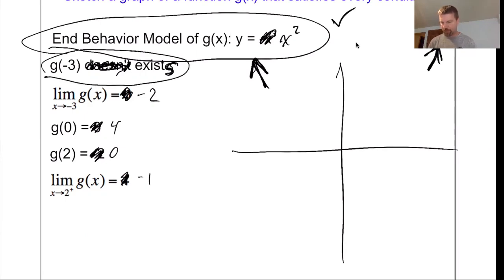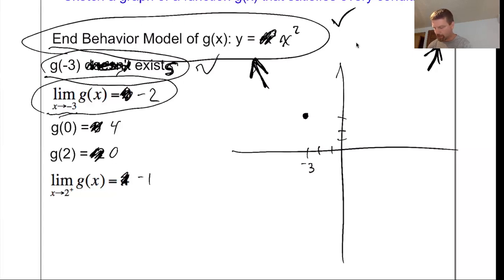G of -3 exists. So that means when I plug in a -3, I get something out. It doesn't say what, so let's say I get a 3 out. If it didn't exist, I would just have to make sure that there was a hole or an asymptote or something else indicating that you couldn't put a -3 in and get something out. But this one exists, so I'm just going to make sure it exists. There we go, done.